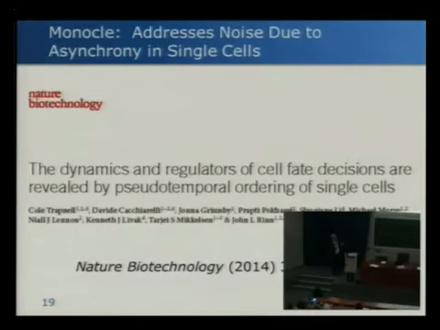Okay, then I want to close by talking about this paper that was just recently published. This study sort of addresses the noise due to asynchrony in single cells. And this is largely the work of Cole Trapnell and Davide Cacchiarelli. Cole was mainly responsible for the mathematics I'll be talking about, and Davide was the driving person looking at the developmental biology. And these are individuals from Harvard University and from the Broad.